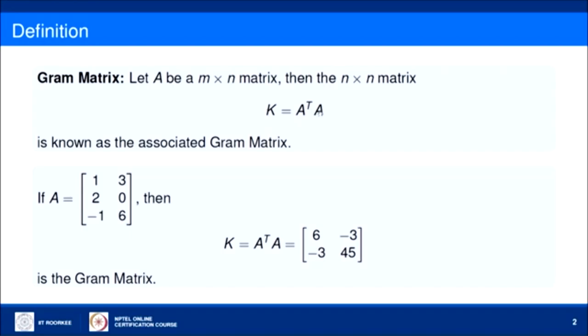If I take an example where A is a 3 by 2 matrix with rows 1 3, 2 0, and minus 1 6, then A transpose A comes out to be 6, minus 3, minus 3, and 45. So, here A transpose A becomes a 2 by 2 matrix, and this is the Gram matrix of A.